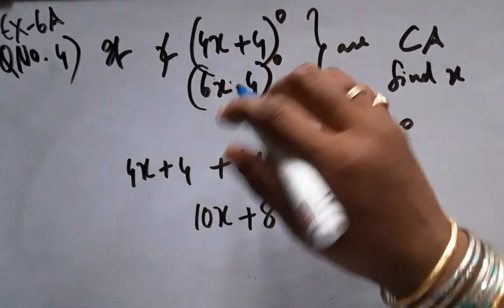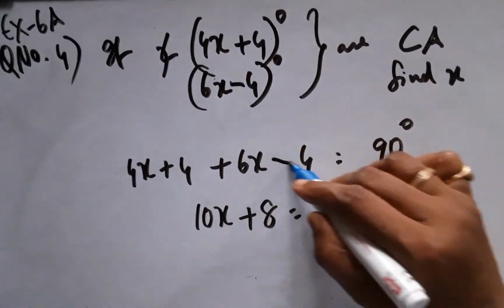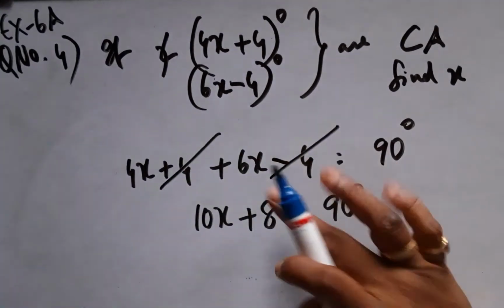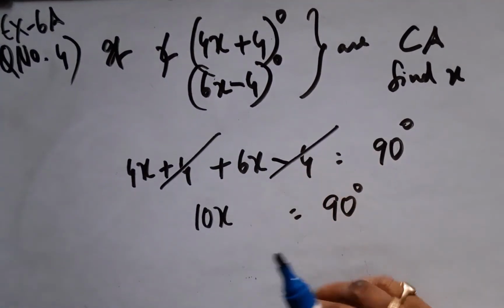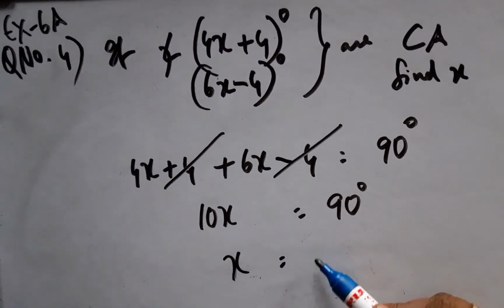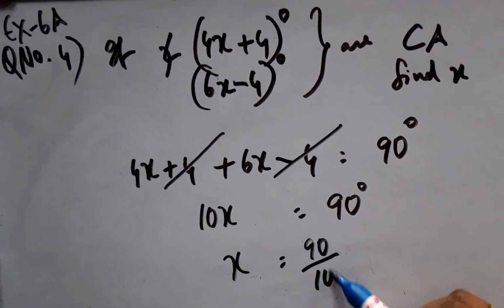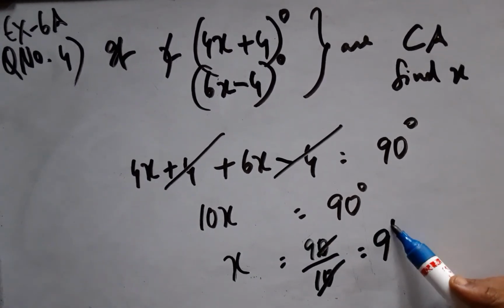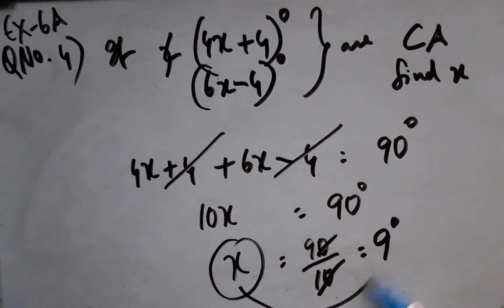Sorry, this is not plus, this is minus. So the entire sum goes like this. This will be gone, and I am left with x, and I am left with 90 by 10, which is nothing but 9 degrees. My x value comes to 9.